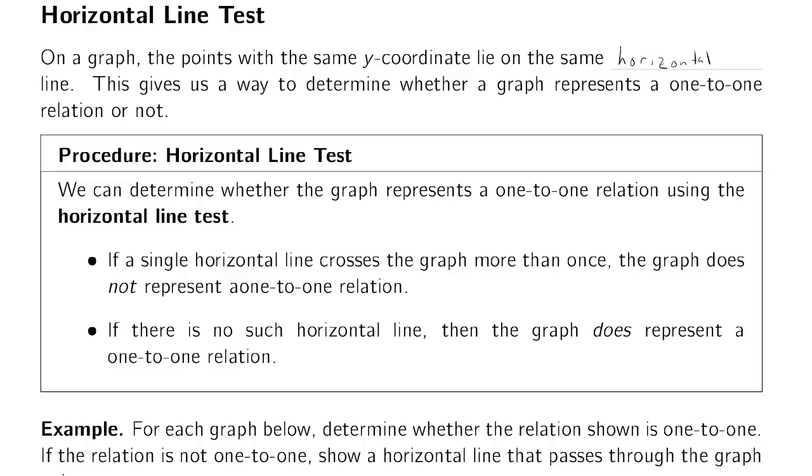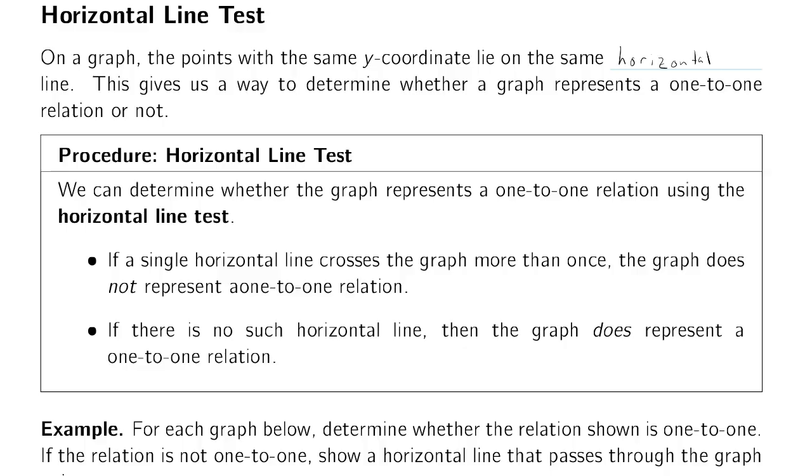horizontal line test. Remember, for functions, we used the vertical line test because vertical lines have all the points with the same x-coordinate. For one-to-oneness, we look at horizontal lines, which have all of the points with the same y-coordinate. If we can find a horizontal line that crosses the graph more than once, then that graph does not represent a one-to-one relation. If we can't find such a horizontal line, then we do have a one-to-one relation.